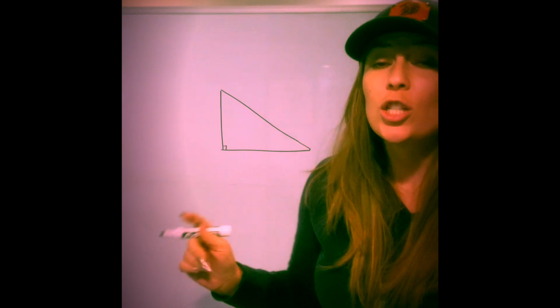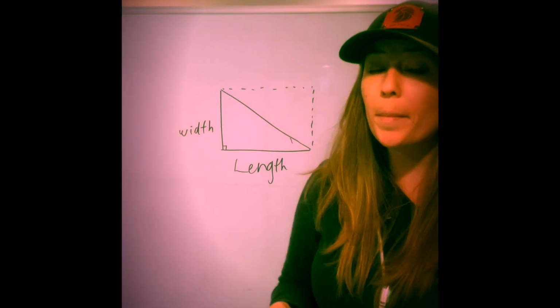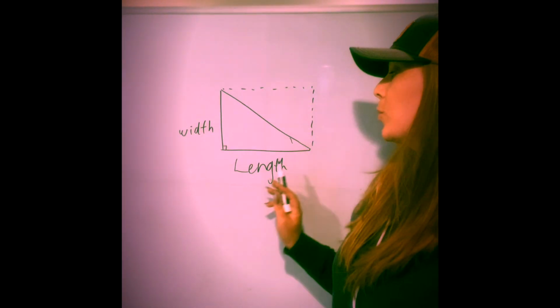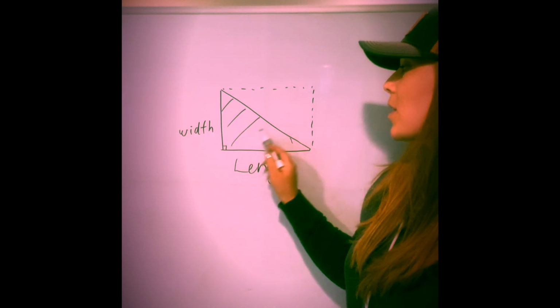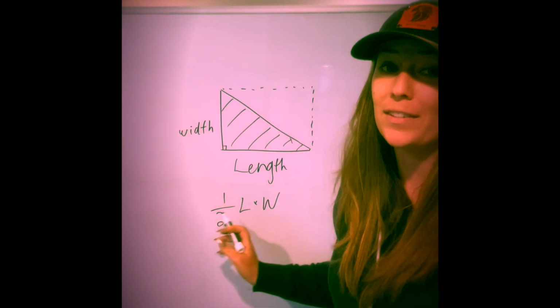And now let's go over how to find the area of a triangle. Do you agree that a triangle is half of a rectangle or a square? Watch. So you remember how the area of a rectangle is length times width. Now we're only talking about half. So your equation for a triangle is simply 1/2 length times width.